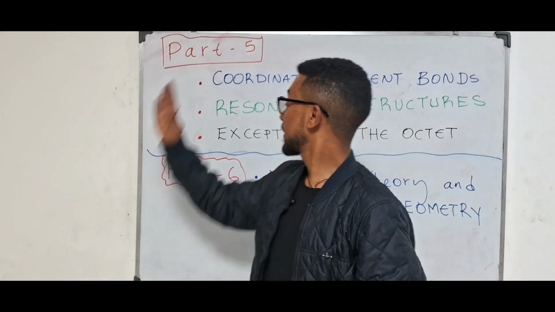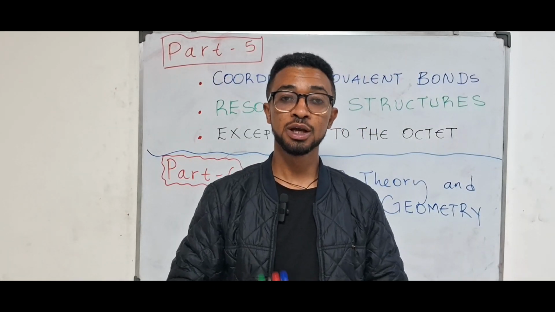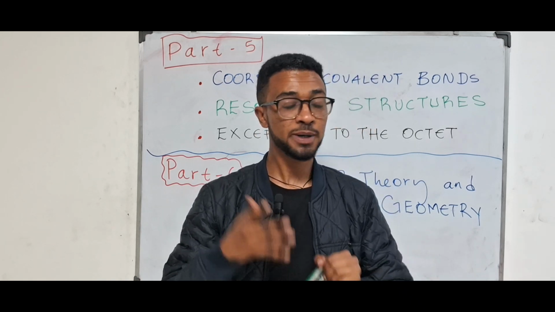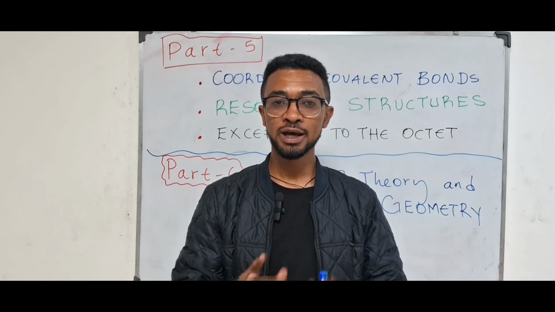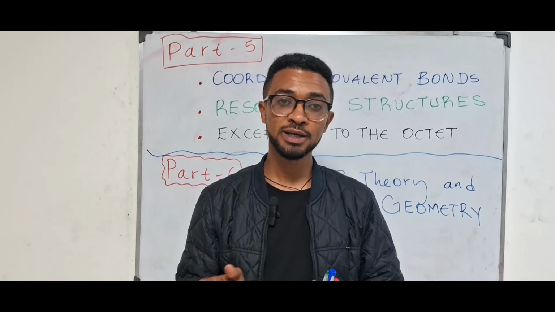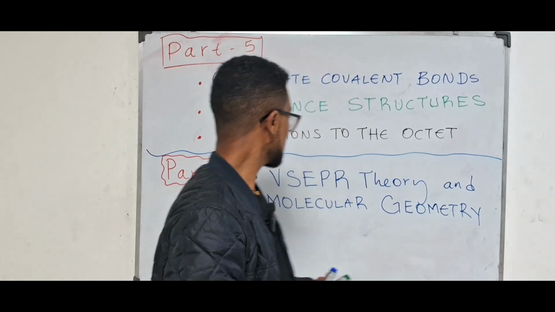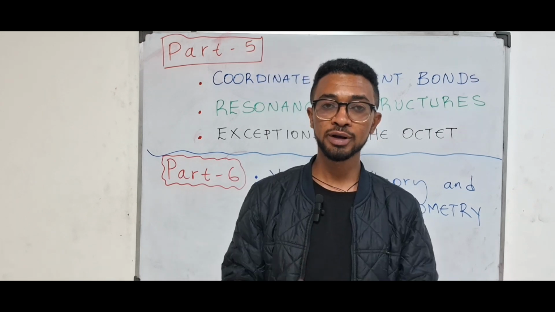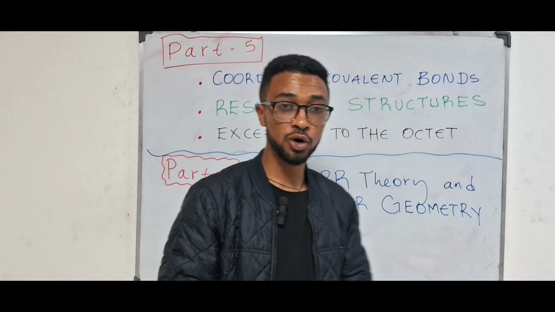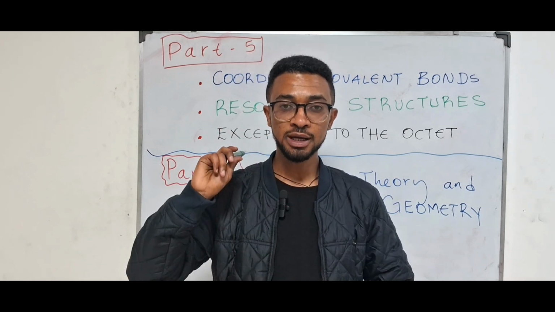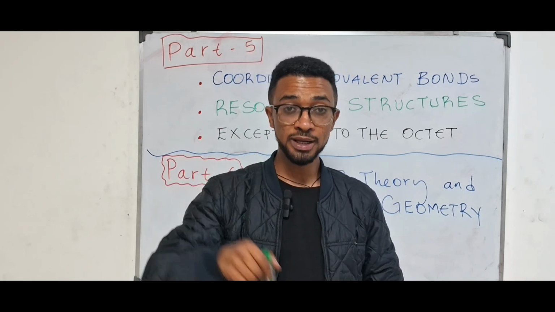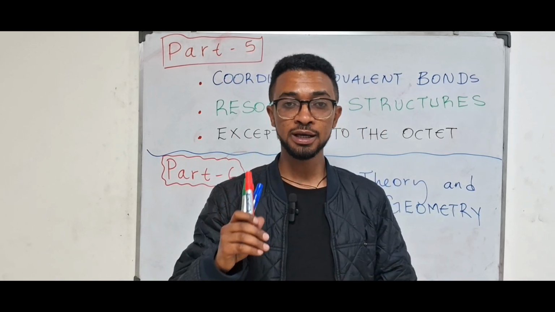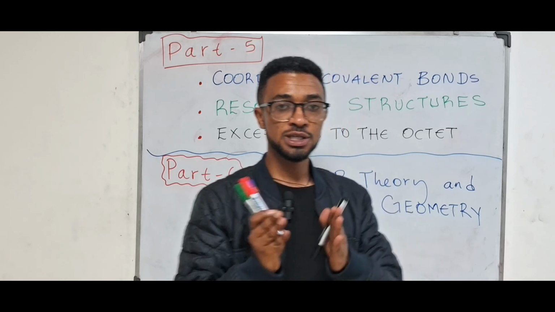So in today's video, which is part 5, we have discussed coordinate covalent bonds, or dative bonds. These are a special type of covalent bond where both electrons for the bond are provided by one of the atoms. And resonance structures are multiple possible Lewis structures for a given covalent compound. And then the exceptions to the octet: we have three. The first is below octet or incomplete octet, the second is expanded octet, and the third is odd electron species. So this is it for part 5.